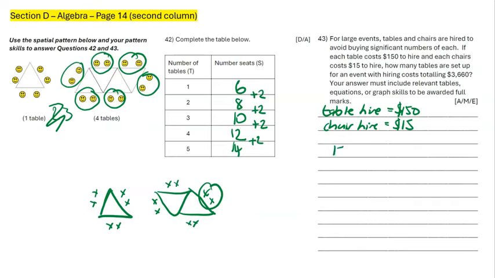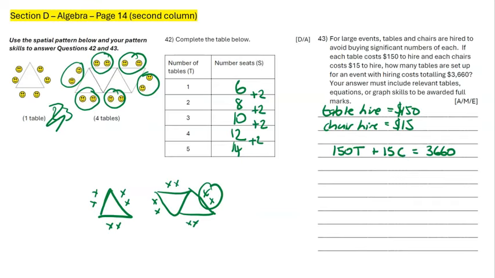So the way I thought about this question, the way I broke it down was, I knew that 150 times the number of tables would be the cost attributed to hiring each of the tables. The chairs, well, that would have been 15 times the number of chairs that you need, and combined that would have got you to 3,660. So I've got all of that there. So I'm now thinking, how can I deal with this? Because I've got a T over here and I've got a C over here. I can only really do this if there's one letter. I've got two here, so it's going to be quite annoying.